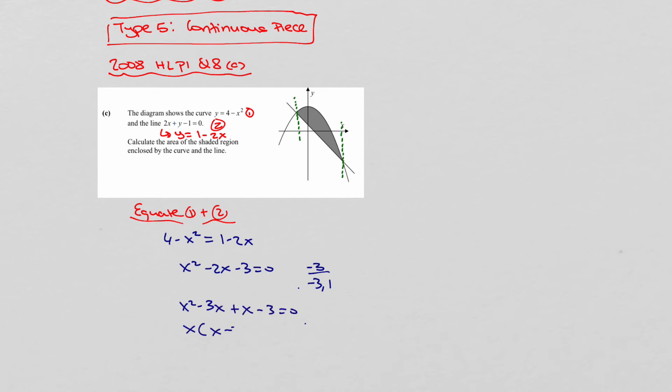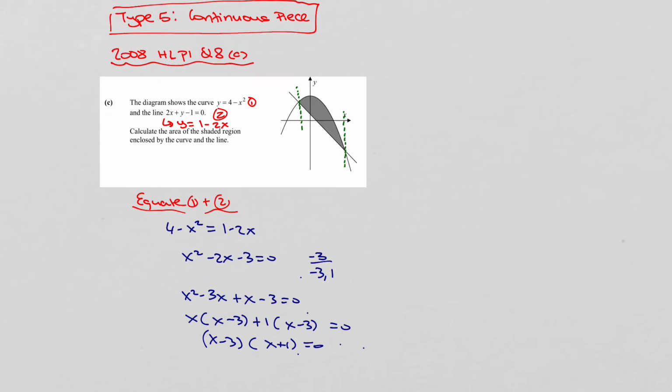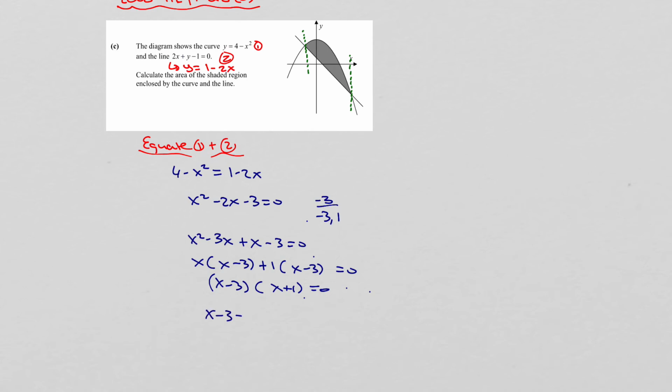Taking x as common, we end up with x minus 3 is common, times x plus 1, is equal to 0, which gives me x minus 3 equals 0. In other words, x equals 3, or x plus 1 equals 0, so x equals minus 1. So if I mark that in on my diagram, that's 3 and that's minus 1.